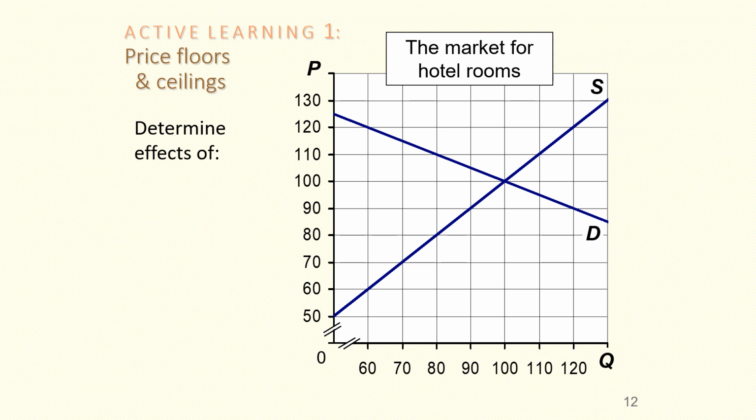Here we have a market for hotel rooms, and what you have to do is determine the effect of a price ceiling of 90 rupees. What will happen to the market? What will be the market price? The quantity demanded at that level, the quantity supplied at that level, and whether there will be any shortage or not. Then also, if this 90 rupees were not a price ceiling but a price floor, what will happen to the market in that case?